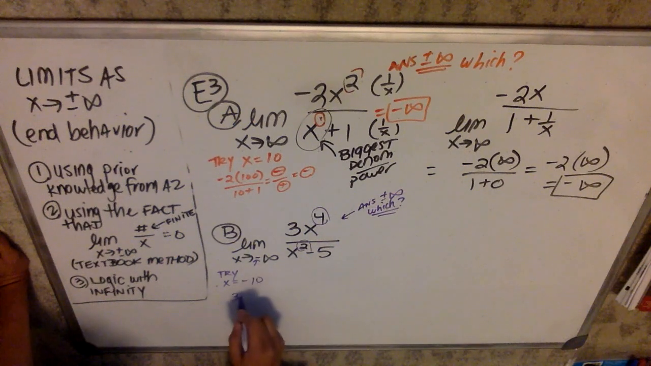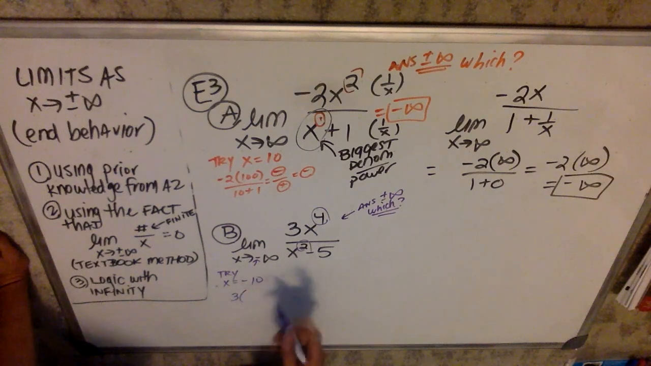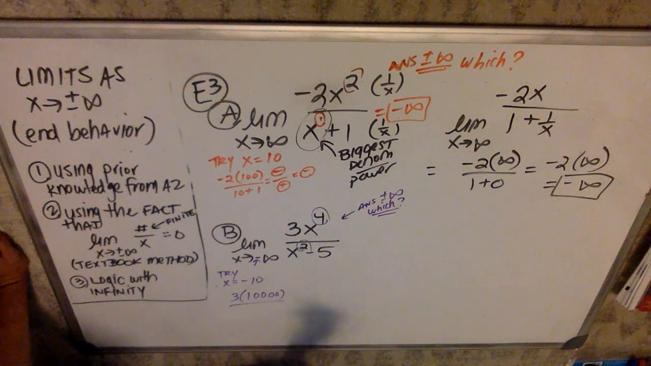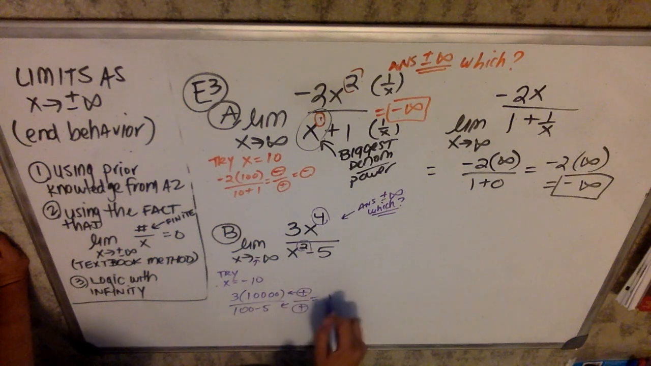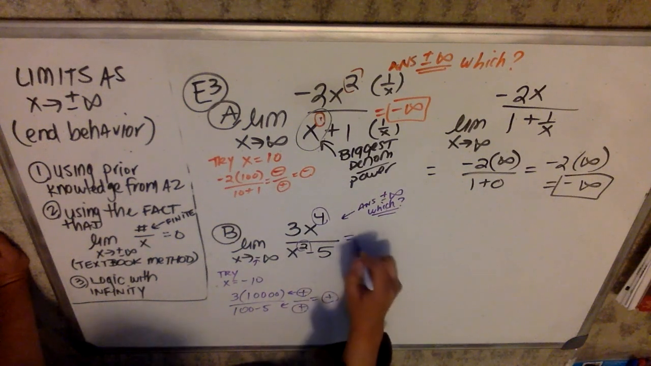That would be a 3, right, times a negative 10 to the 4th would be a 1 with 4 zeros, right? But it'd be positive because it's to the 4th power, and this would be a 100 minus 5. Well, what I want you to notice is both the top and bottom end up being positive numbers, right? So this thing must come out to be a positive infinity, okay?